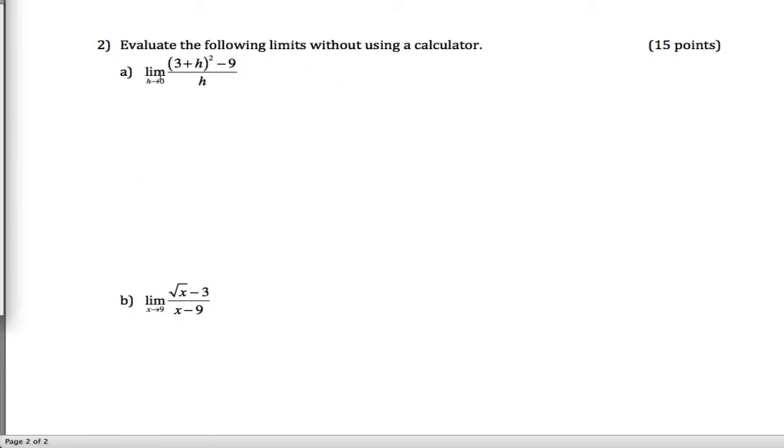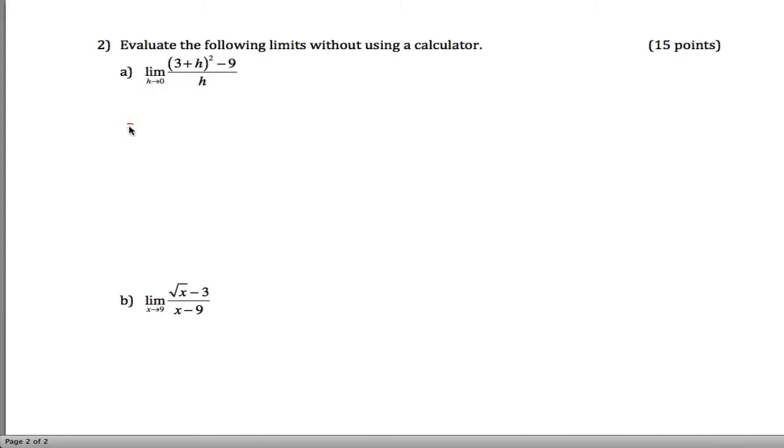We're asked to evaluate these limits without using a calculator. The way you do that is you take advantage of some properties of limits. So what I'm saying is it would be nice to just change all the h's into zeros right off the bat. But we can't, because if we try to evaluate that, 3 plus 0 is 3, squared is 9, 9 minus 9 is 0. And if this h were 0, we'd have 0 over 0, which is undefined. So we can't just change all the h's into zeros.